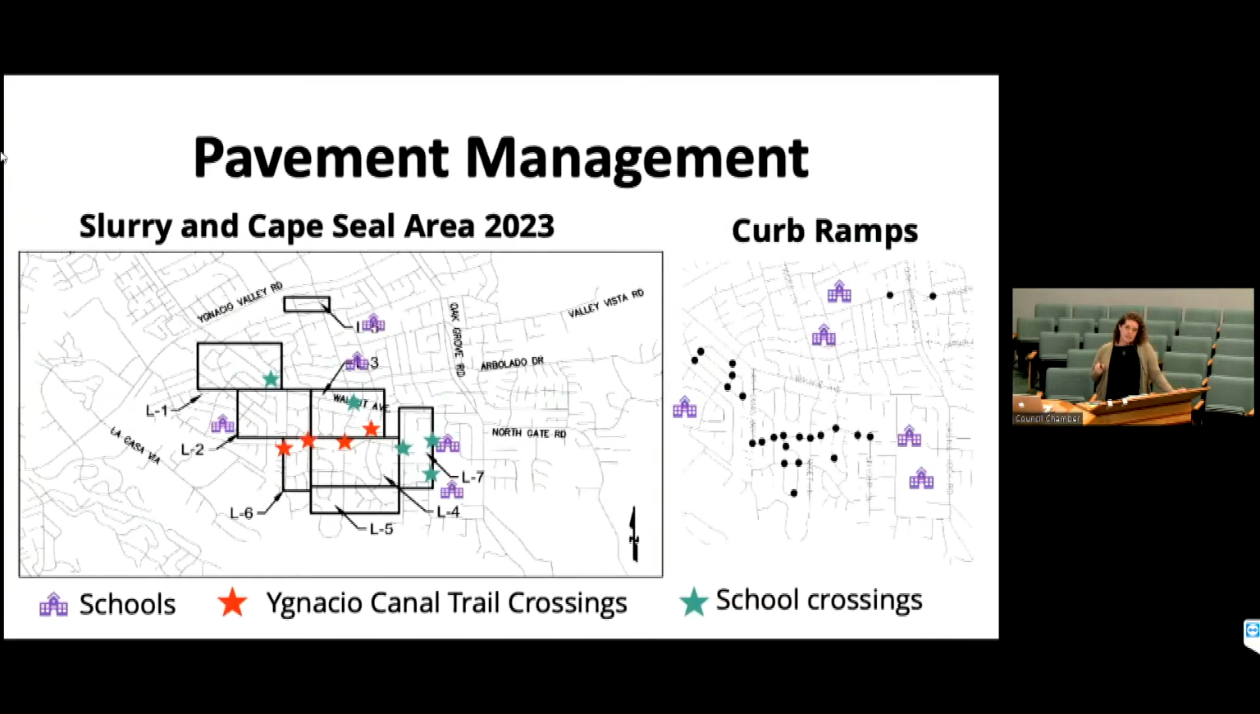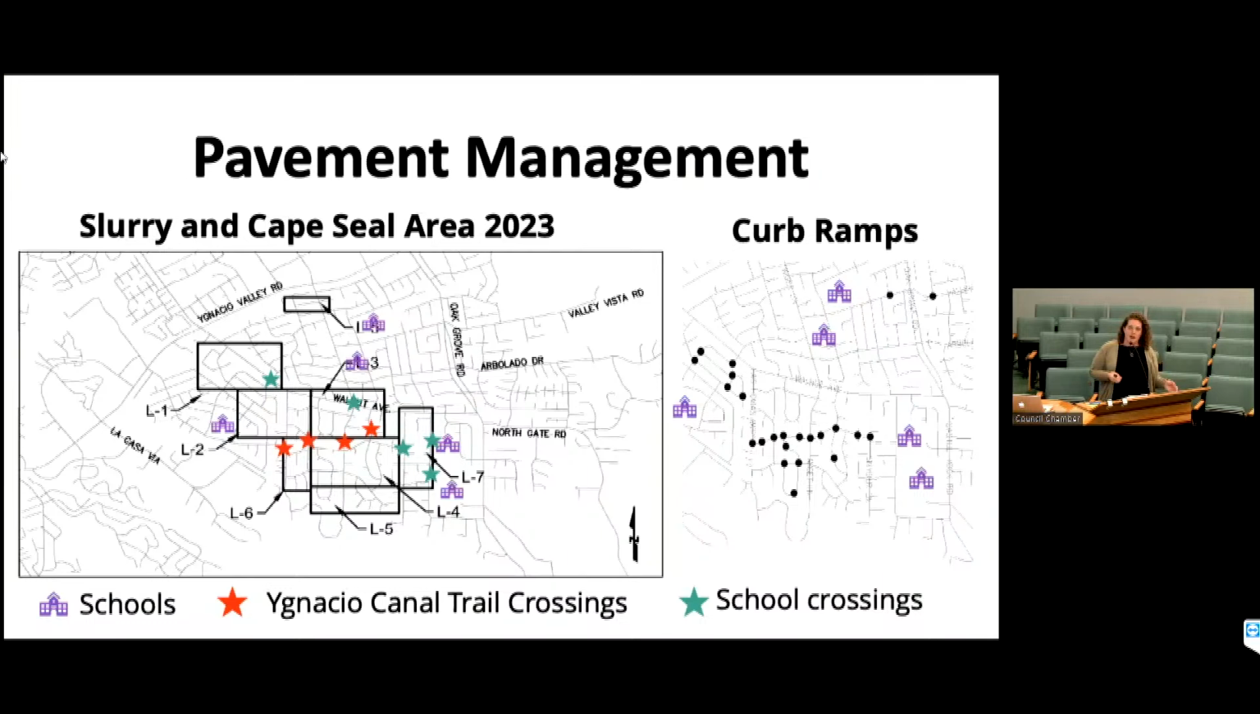So this summer, we're doing both a slurry and cape seal, and this area is on the left side. It's the neighborhood south of Walnut Avenue, between Northgate High and the San Carlos area. It's most of the streets in those boxes, not all of them, but that's the bulk of the area. And then you'll notice on the right side, we have where the curb ramps are, and it's not every single corner, but where the dots are is where that cape seal treatment was needed.